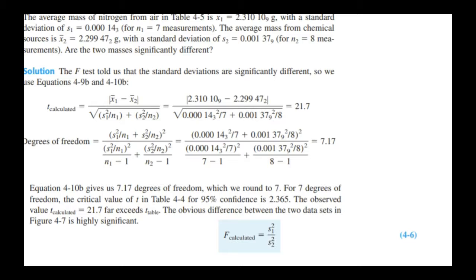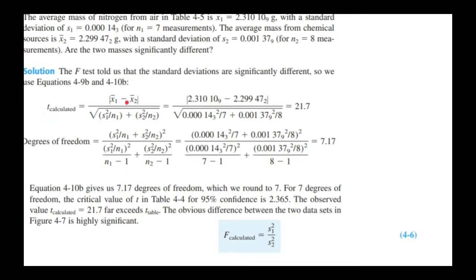All right, so this is the problem that is in the book. Just remember, when you're doing two sets of data, you need to make sure that the F test tells us that the standard deviations are significantly different before we even do this one, okay? In here, you need to calculate your T calculated and then your degrees of freedom.